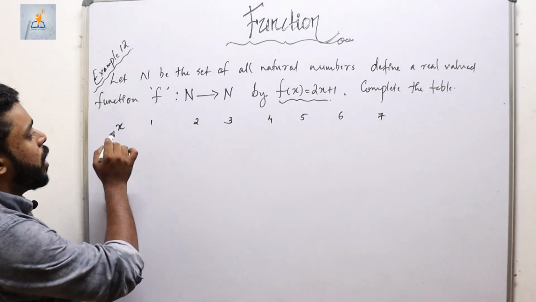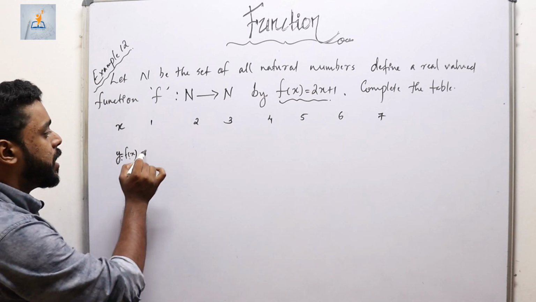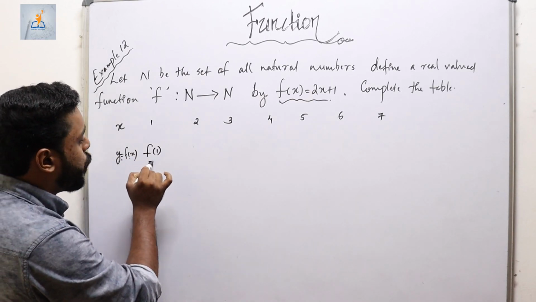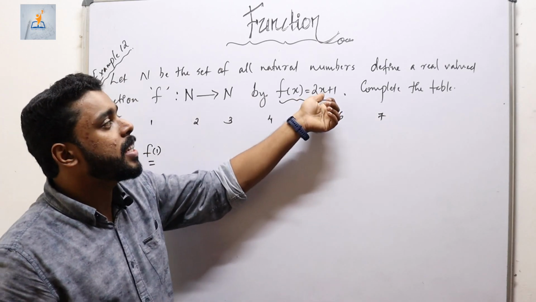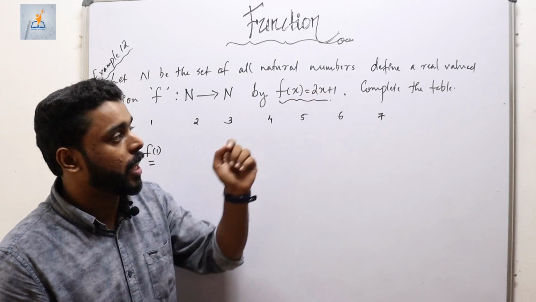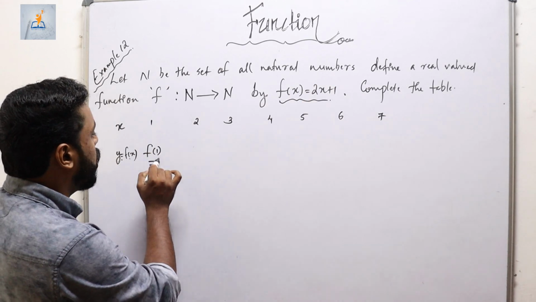Okay. First of all, x is equal to 1. We have to find y is equal to f of x. That means we have to find f of 1. f of 1 can be easily obtained by substituting x is equal to 1 here. What is the result then? 2 into 1 plus 1, which is equal to 3.